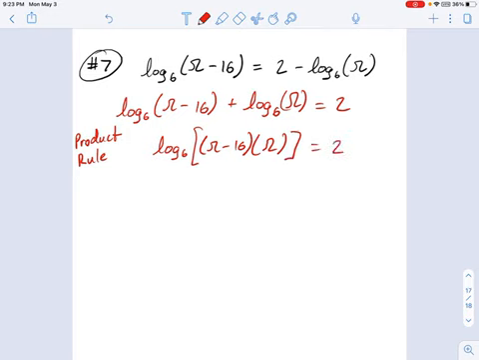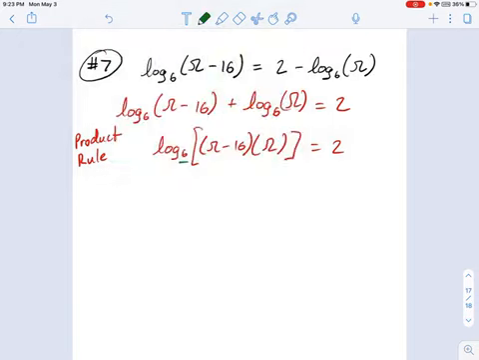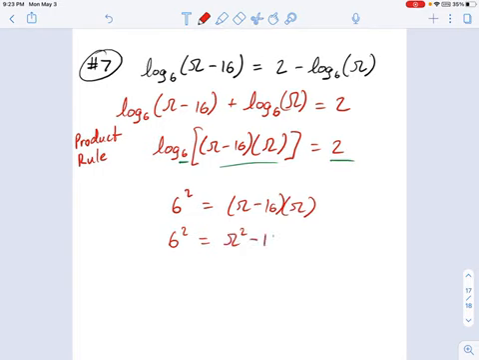Well, this is great. Now I've got a single log on one side and a number on the other, so I can rewrite this in exponential form. Take a look at the parts of this. 6 to the power of 2 equals this argument. So let's write that out. We'll say 6 to the power of 2 equals omega minus 16 times omega. Or in other words, 6 squared equals omega squared minus 16 omega, and that's it.